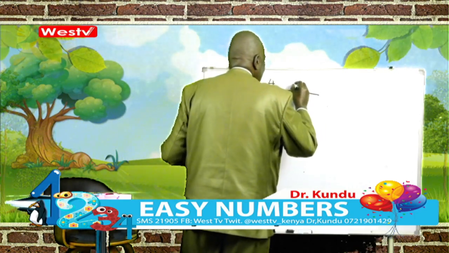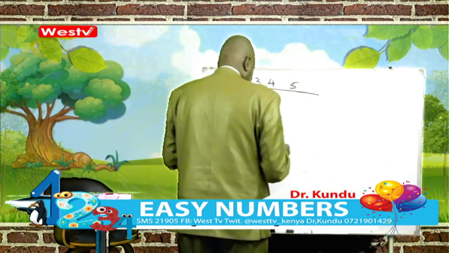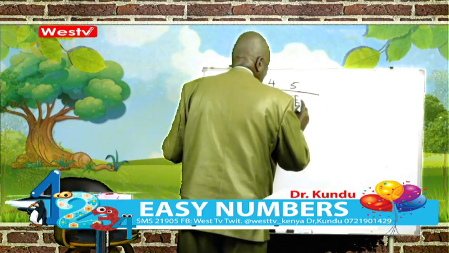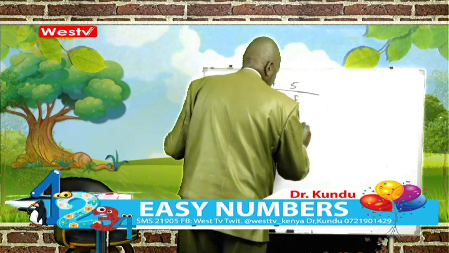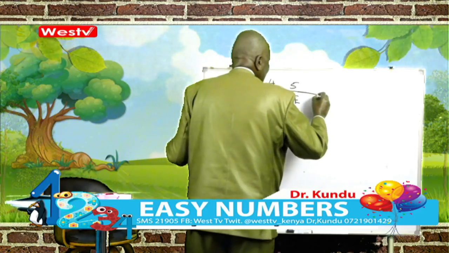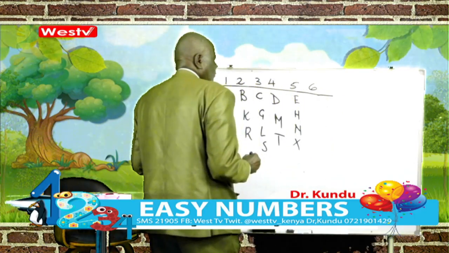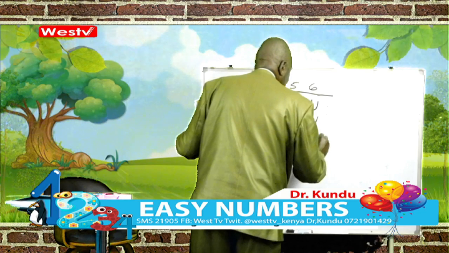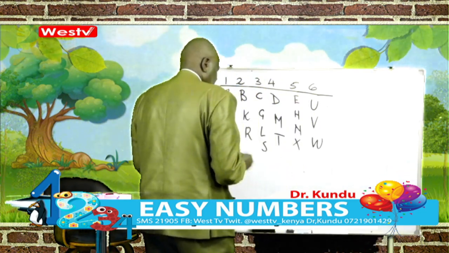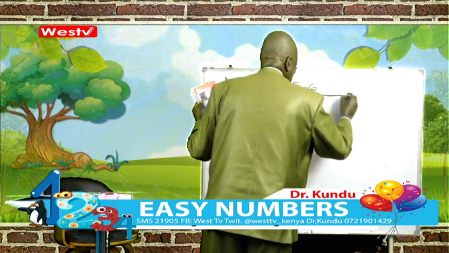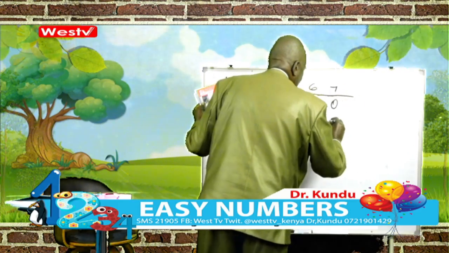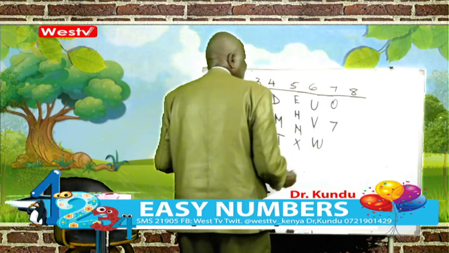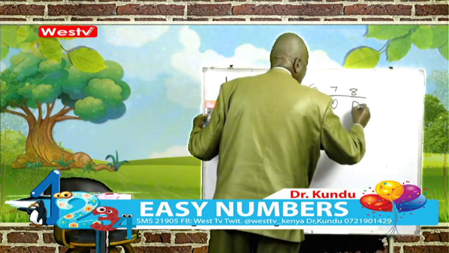So as you go on, numeral 5 will vibrate to the letters E, H, N, X. And as you move on, numeral 6 will vibrate to U, to V, to W. And numeral 7 will vibrate to the letters O and Z. And finally, numeral 8 will vibrate to the letters P and F.